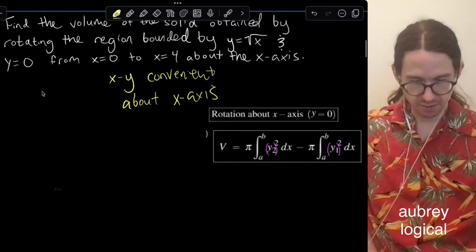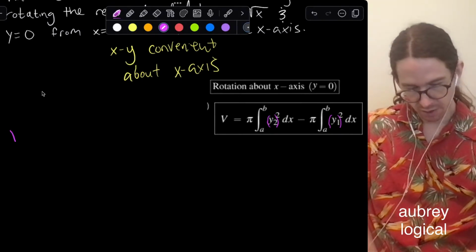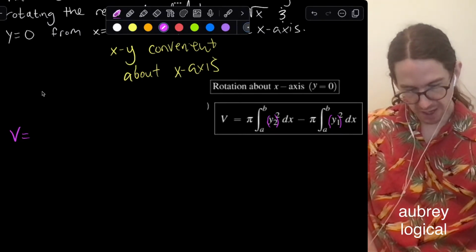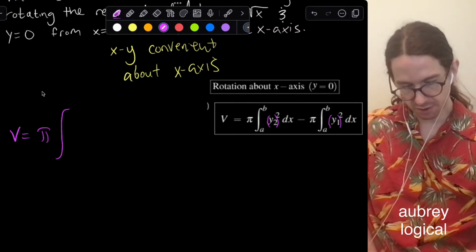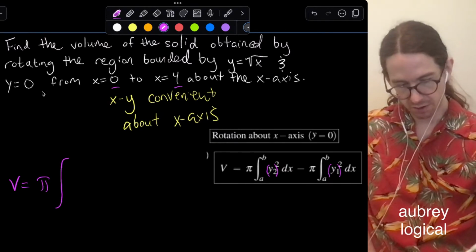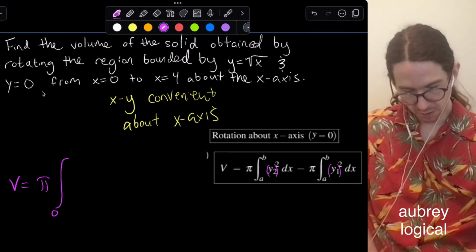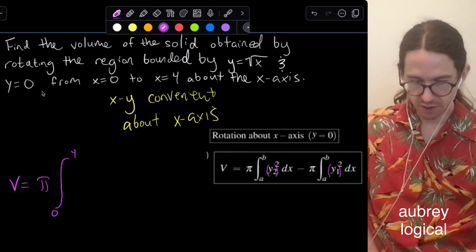So let's go ahead and set up our equation. Volume is equal to pi times the integral from a to b. So a to b is going to be 0 to 4. And then it's going to be y2 squared.